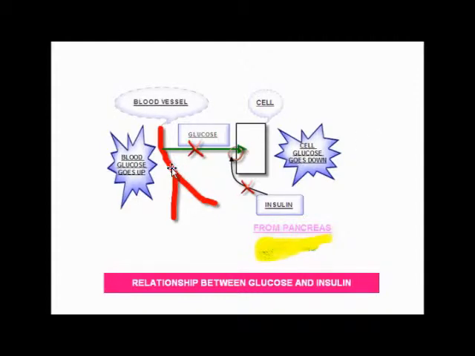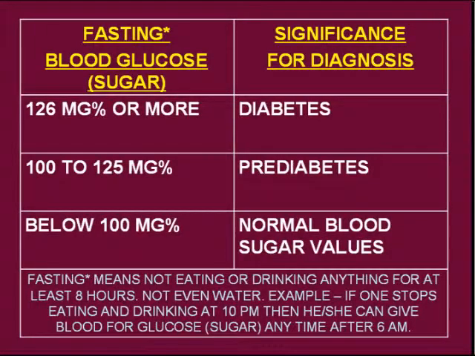This is a cell, this is a blood vessel, this is the glucose that has to enter the cell. Insulin helps the glucose to enter the cell. Insulin is made in the pancreas. If for any reason the insulin is absent or less than what is required, then the glucose cannot enter the cell, accumulates in blood causing high blood glucose levels, and the levels of glucose are low in the cell and the cell cannot function properly, and these two give rise to various symptoms of diabetes. So what is diabetes?